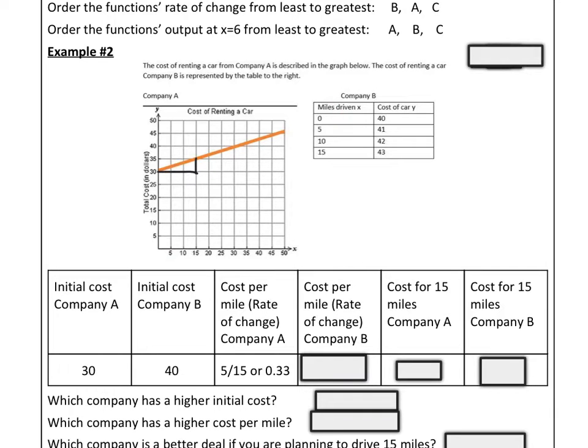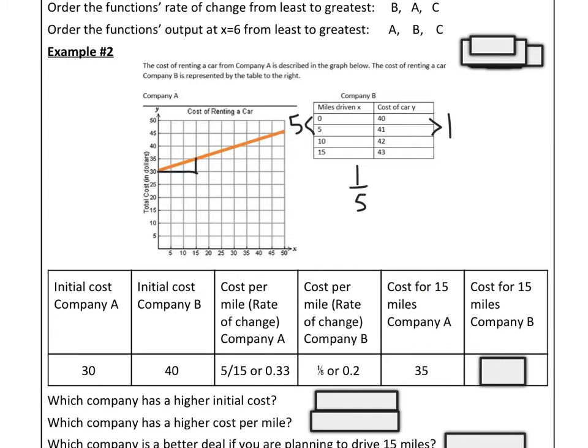Looking at our table for our rate of change, we want to do that same process. I'll just find the difference between these first two values. Difference between 40 and 41 is 1, 0 and 5 is 5. If we divide those, we'll get a rate of change of 1/5, or about 0.2 per mile. And that's the cost per mile in dollars, $0.20. And lastly, for a cost of 15 miles, if we look at our x-axis here, 15 matches with 35 for company A, and 15 matches with 43 for company B.